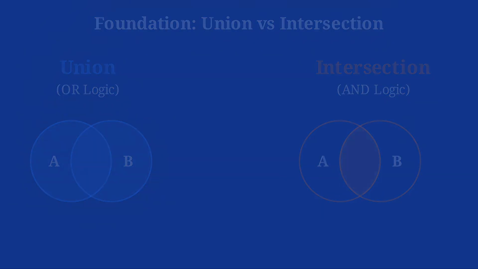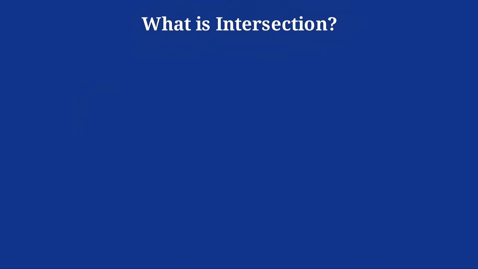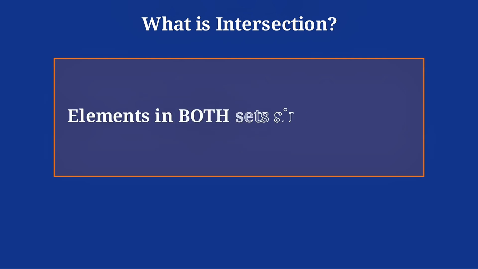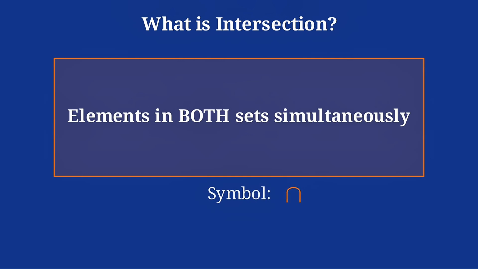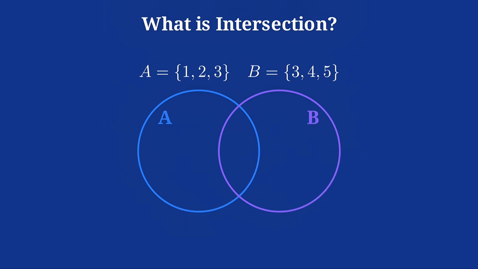So let's formally ask, what is intersection? The intersection of two sets is the new set containing all elements that are in both sets simultaneously. The symbol we use for intersection is this, an upside-down U. Let's use a concrete example. Set A contains the numbers 1, 2, and 3. Set B contains 3, 4, and 5.